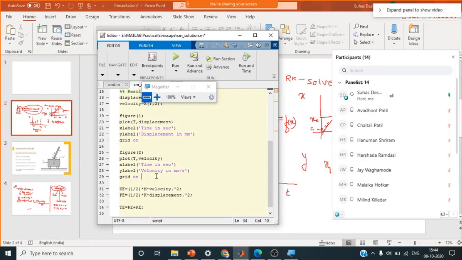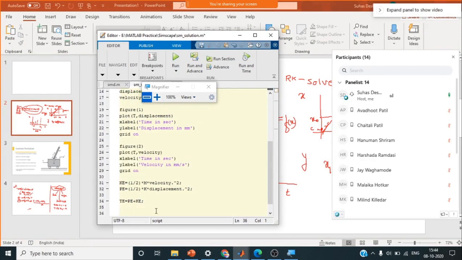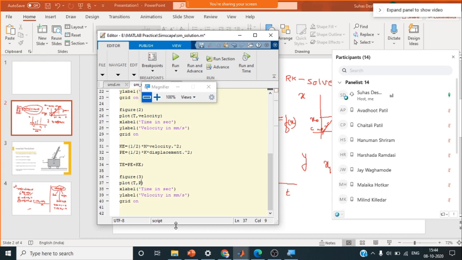So for that purpose, I'll take one more Y and plot one more graph here, a third graph. With respect to time, I will plot the potential energy, the kinetic energy, and the total energy. On the X label, I will say it is an energy level, and maybe some unit you can write it later.